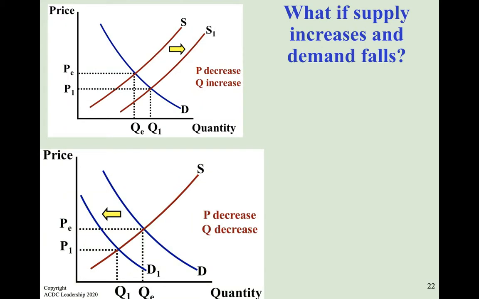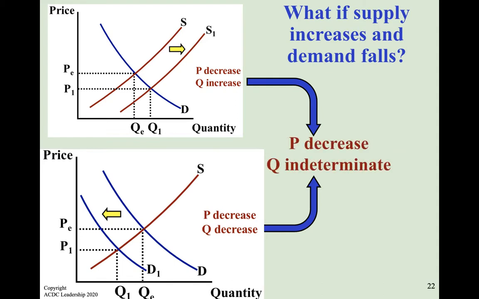What if supply increases, but demand falls? Again, do them separately. We have a price decrease and a price decrease. So we know the price decreases, but the quantity is something different. On the supply side, the quantity increased, but on the demand side, the quantity decreased. Therefore, the price was a decrease, but the quantity was indeterminate.